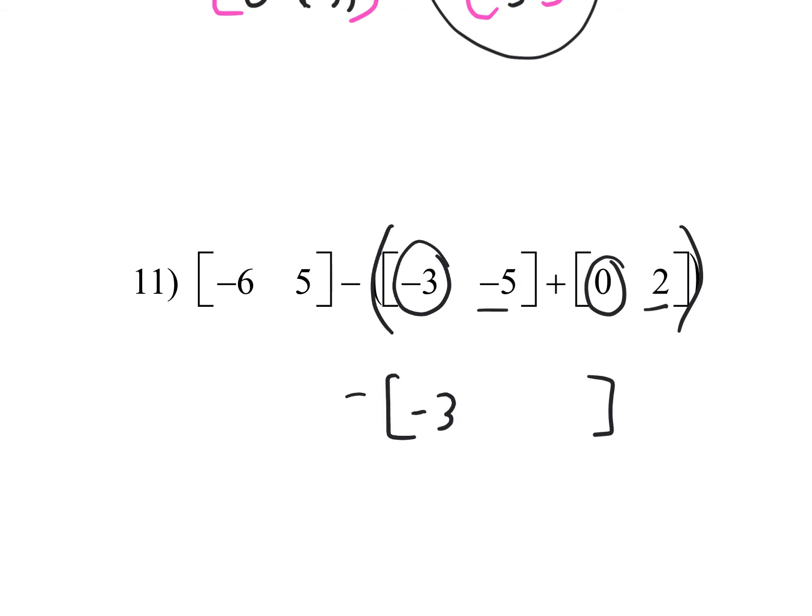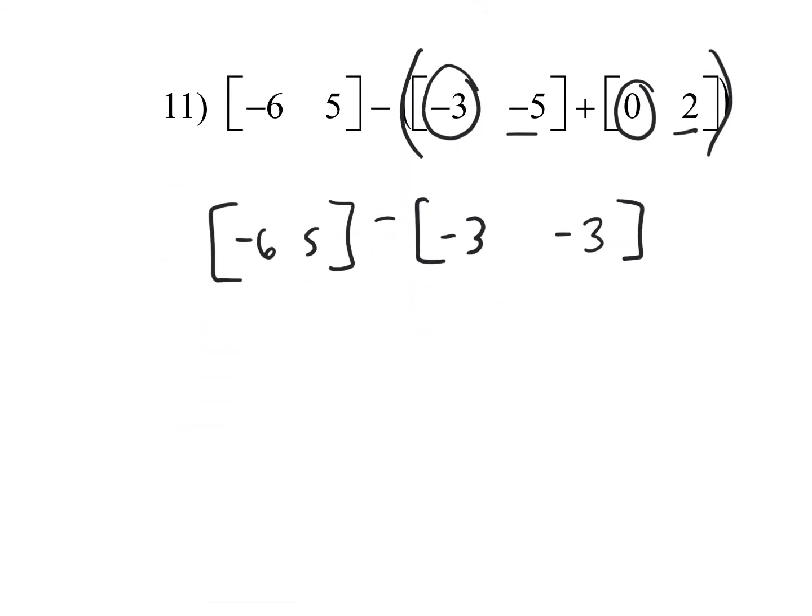And then I have -5 plus 2. What's -5 plus 2? -3. And now I can subtract. So first I have -6 minus -3. So this turns into a plus. -6 plus 3 would be -3.